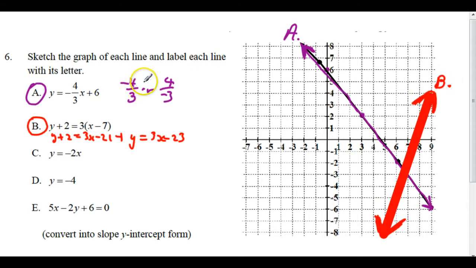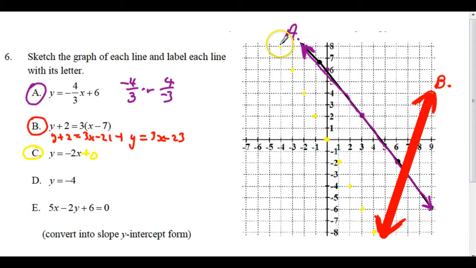a lot better off. C, yellow, y equals negative 2x. Well, it's negative 2x plus 0, so we have a y-intercept of 0. Negative 2 says go down 2, right 1. Remember, a negative slope goes down to the right, down 2, right 1, down 2, right 1, down 2, right 1, or up to the left, up to the left, up to the left, up to the left.